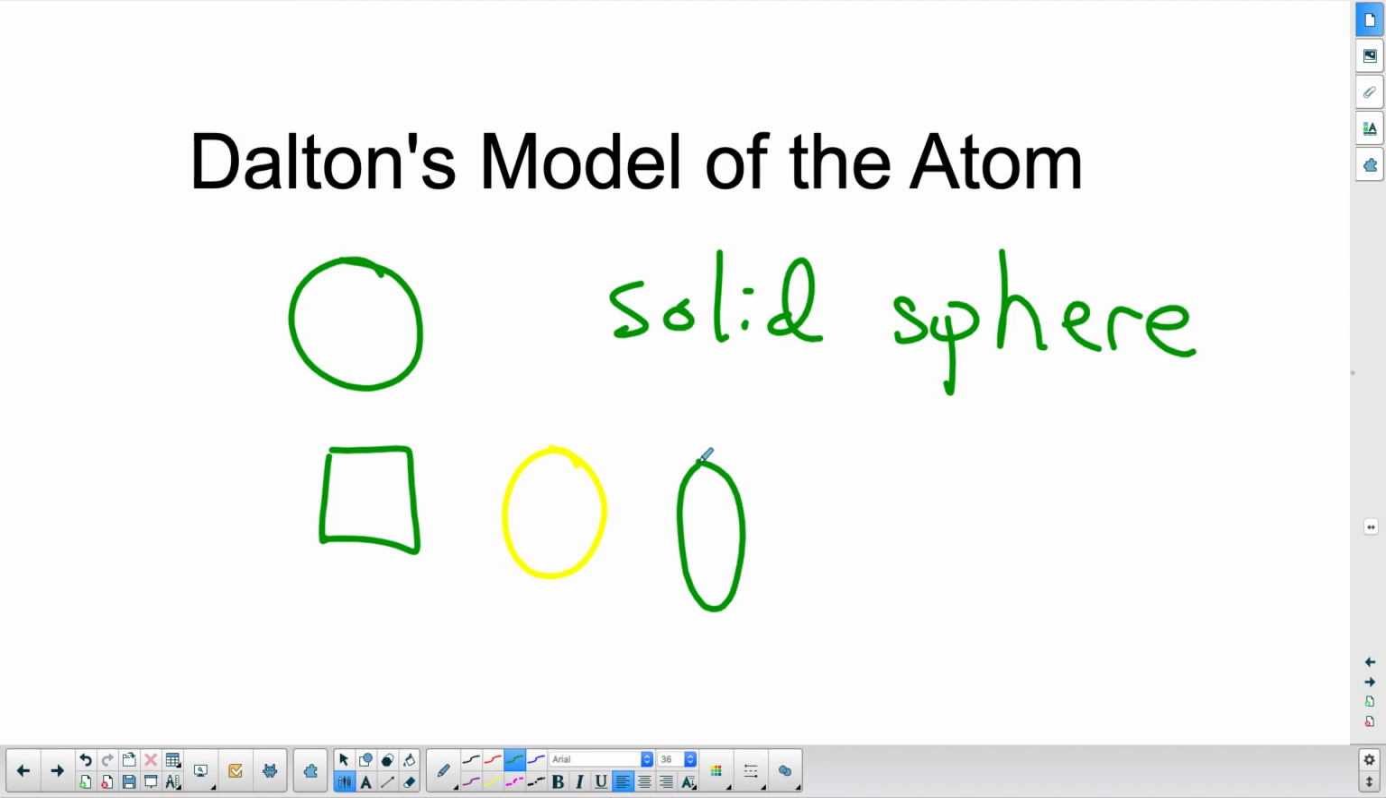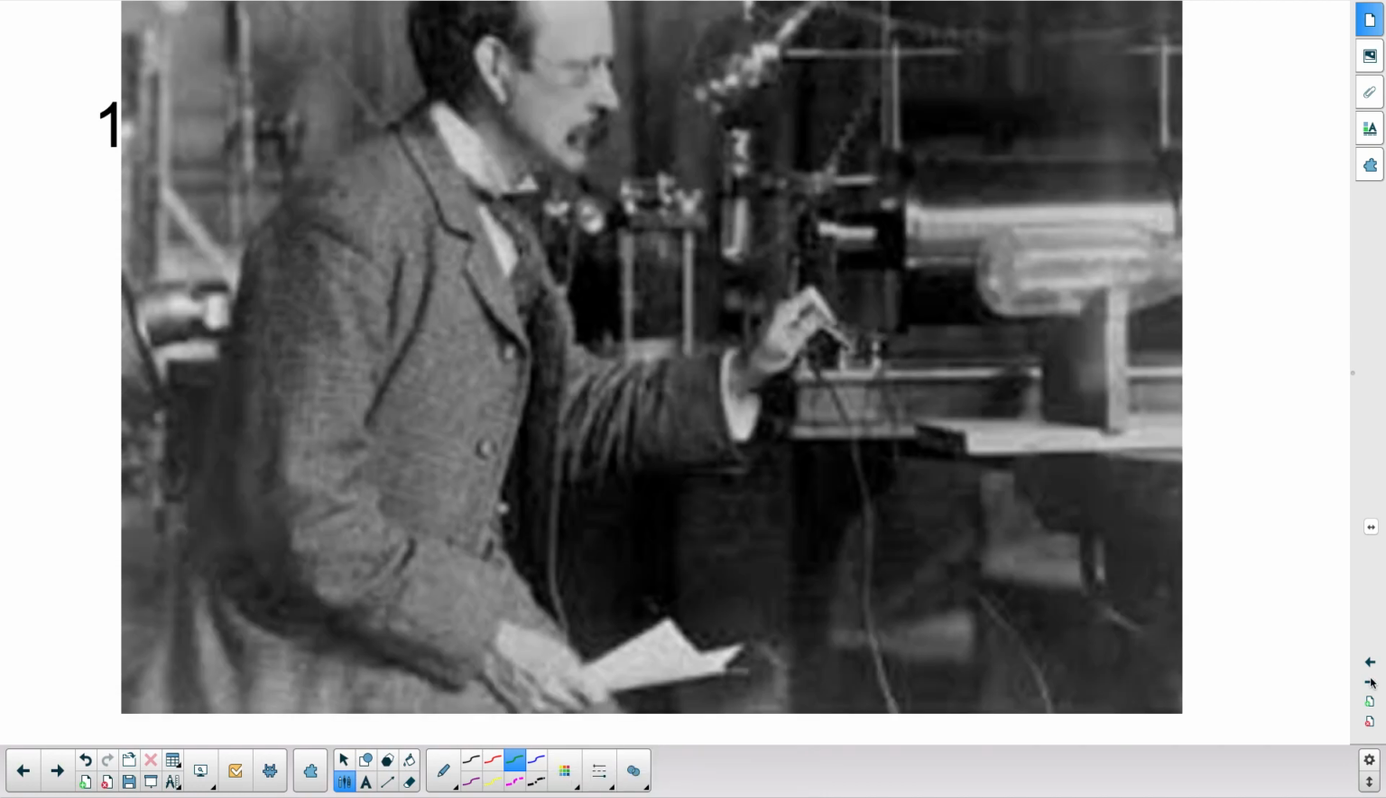I think we also got to Ben Franklin and the kite, yes? And the fact that he had electricity, but he didn't really know what it was. That's kind of where we are. We've got Dalton's model of the atom, the solid sphere, and we've got something about electricity. And now we're going to get this person.